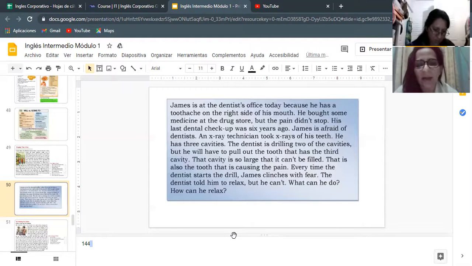He has three cavities. The dentist is drilling two of the cavities, but he will have to pull out the tooth that has the third cavity. That cavity is so large that it can't be filled. That is also the tooth that is causing the pain. Every time the dentist starts to drill, James clenches with fear. The dentist told him to relax, but he can't. What can he do? How can he relax?